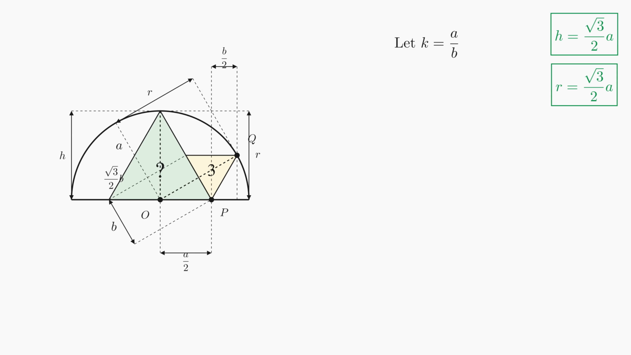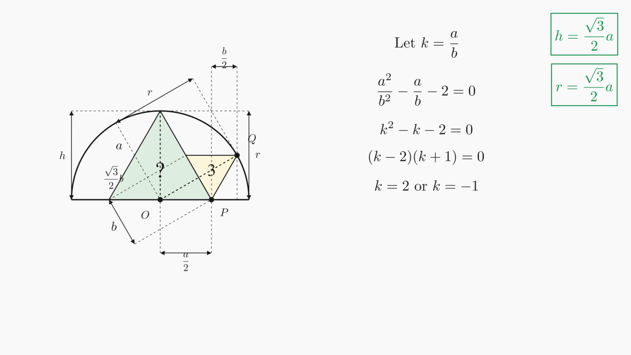Let's find the ratio of A to B. Divide the entire equation by B squared. Since k equals A over B, this becomes k squared minus k minus 2 equals 0. This factors nicely. So k equals 2 or k equals negative 1. Since k is a ratio of lengths, it must be positive, so k equals 2. This means A equals 2B. The large triangle's side is twice the small triangle's side.